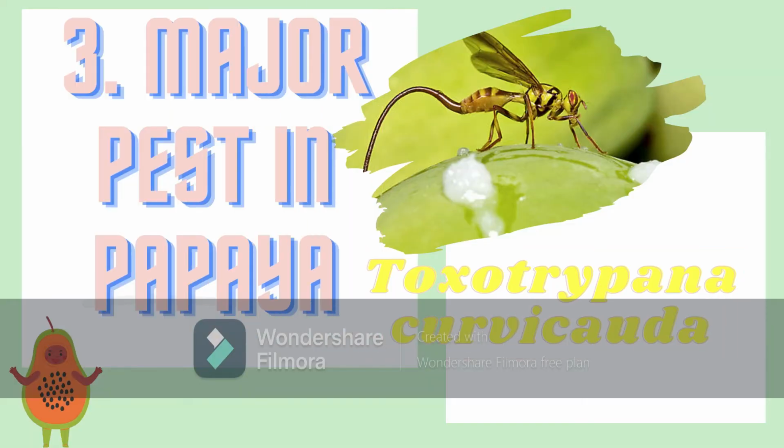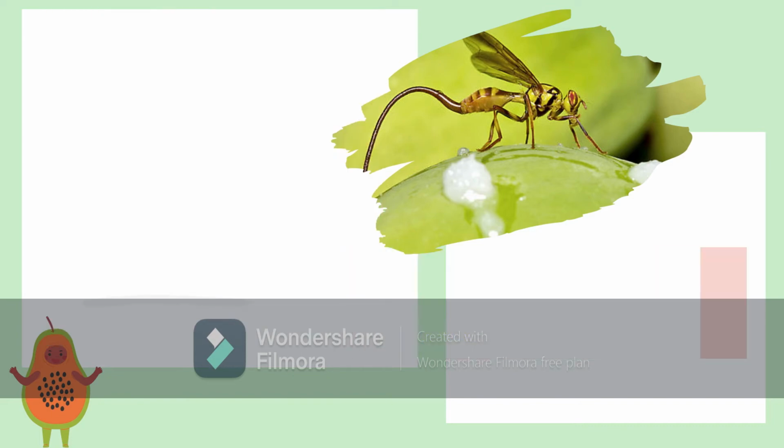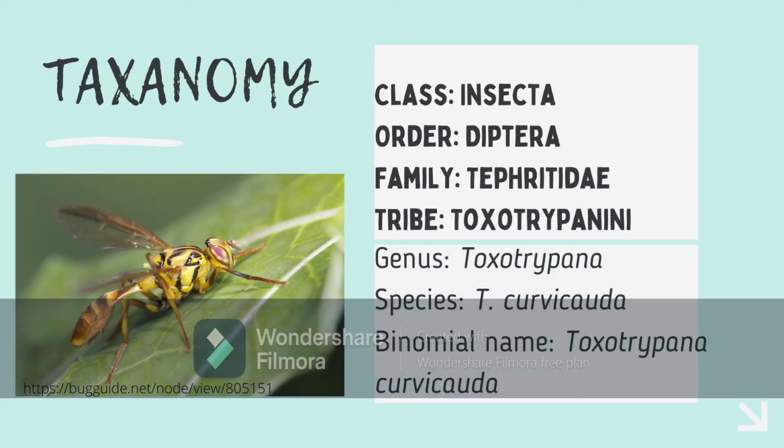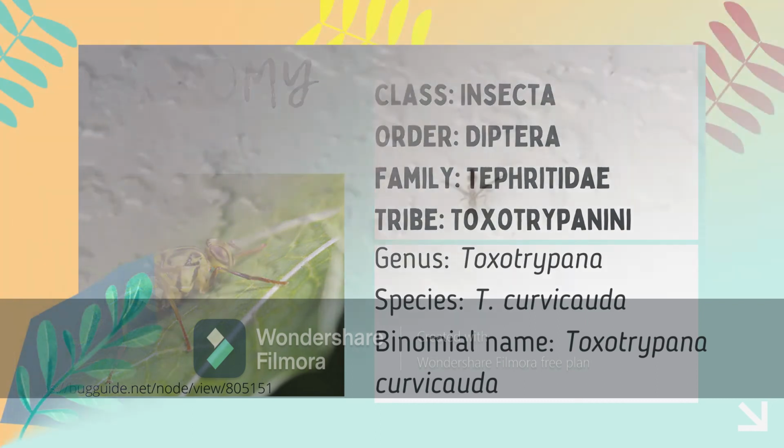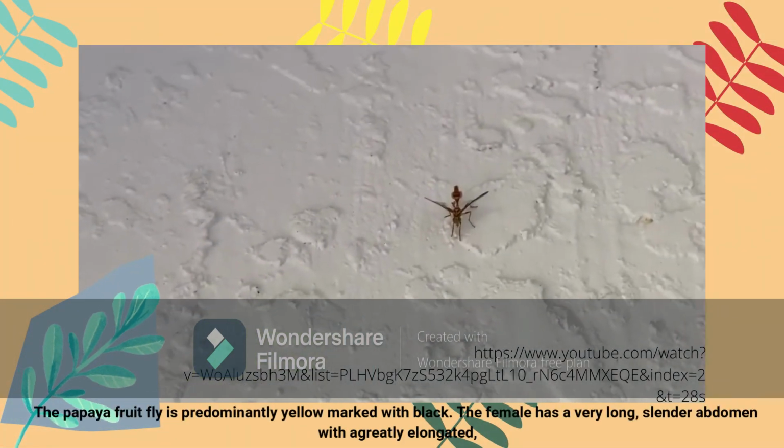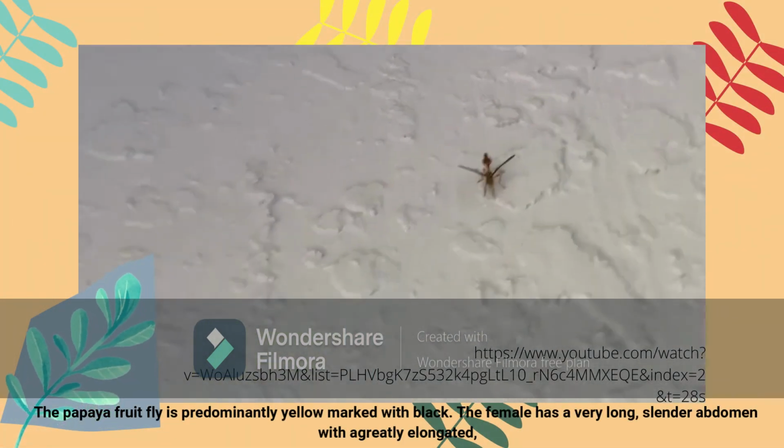Number 3. The major pest in papaya plants is Toxotrypana curvicauda. The taxonomy of this papaya fruit fly is order Diptera, family Tephritidae, subfamily Trypetinae, tribe Toxotrypanini, genus Toxotrypana, species T. curvicauda. The papaya fruit fly is predominantly yellow marked with black.